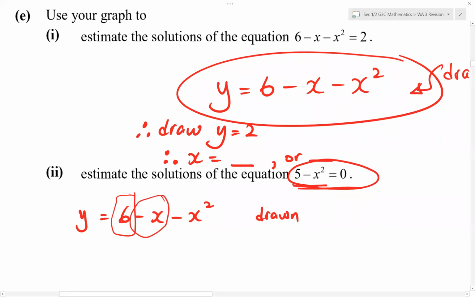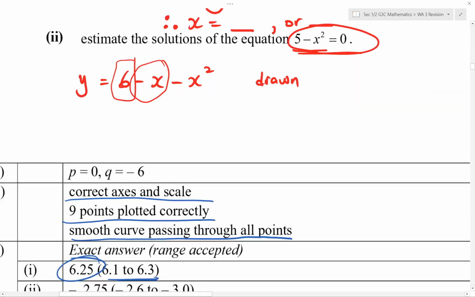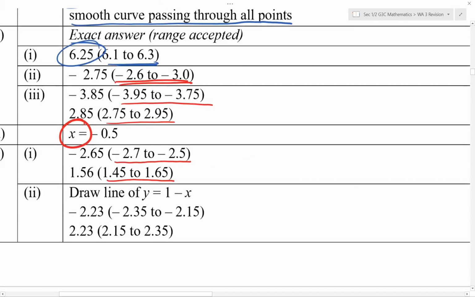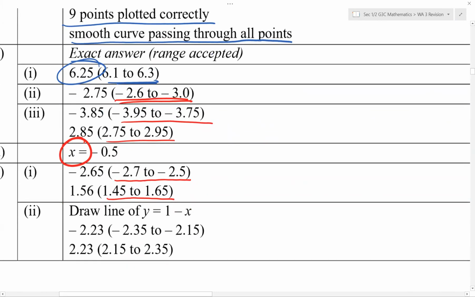We need to get rid of the minus x. How do I get rid of the minus x? I need to plus x. So I need to plus x minus 1. And therefore, the graph that we have to draw will be y equals x minus 1. Okay? And that is, 1 minus x. Draw the line of y equals 1 minus x.